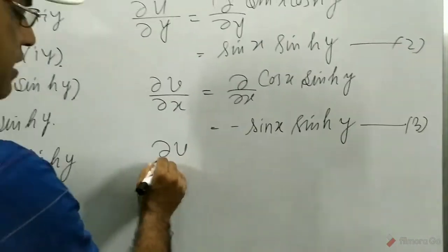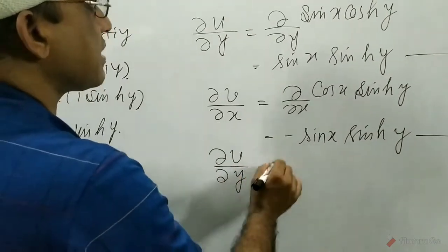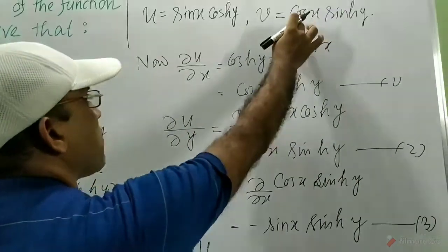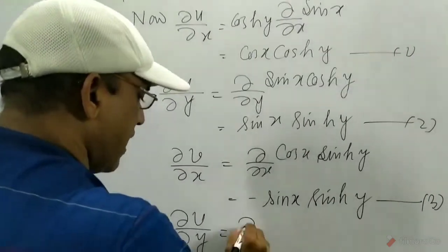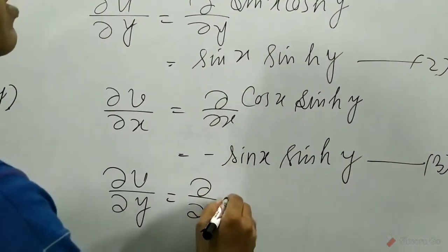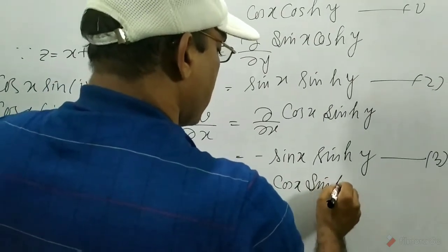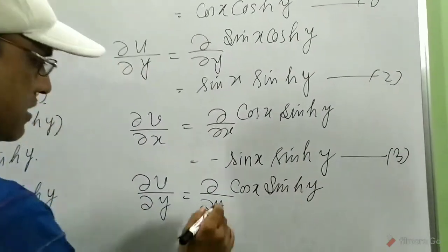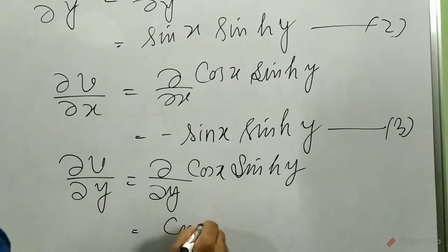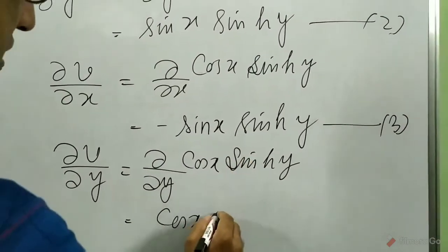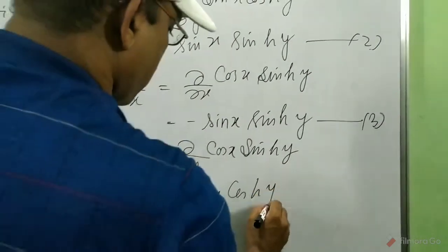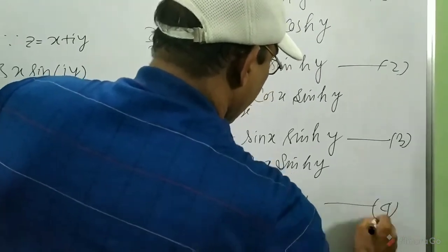And del v/del y we consider. Again we differentiate partially with respect to y. Del v/del y of cos x sin hyperbolic y will be cos x times the derivative of sin hyperbolic y, which is cos hyperbolic y. This is number 4.